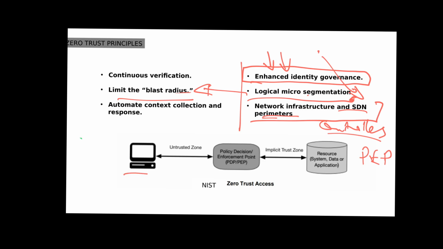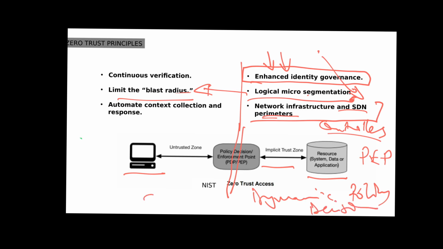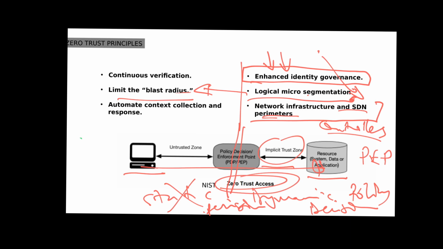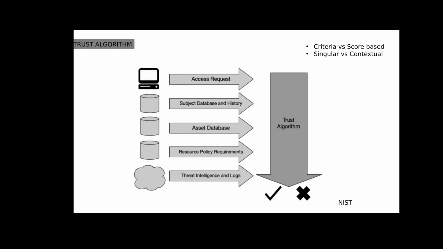So according to NIST, we have a subject, the untrusted zone, the trusted zone, the resource that we want to access, and the policy enforcement point or policy decision point. We always need to implement dynamic policy and dynamic decisions. We don't have static decisions or static permission. We say we always verify, no implicit trust when subjects are trying to access the resources. That's zero trust architecture.